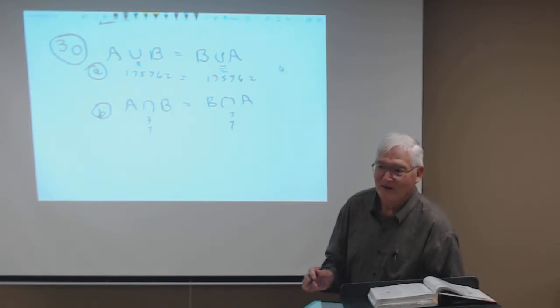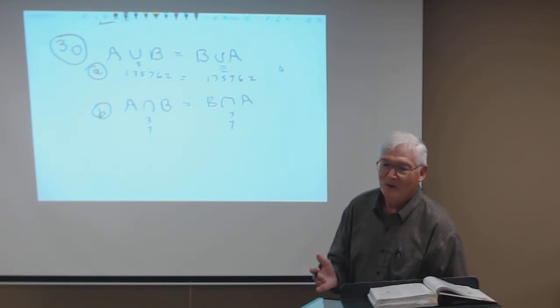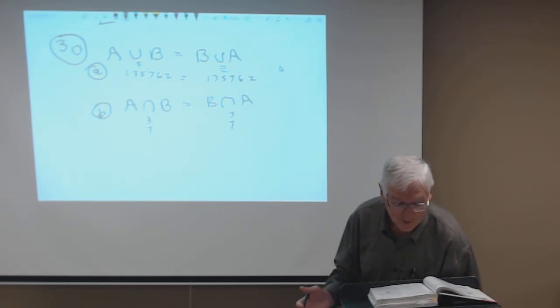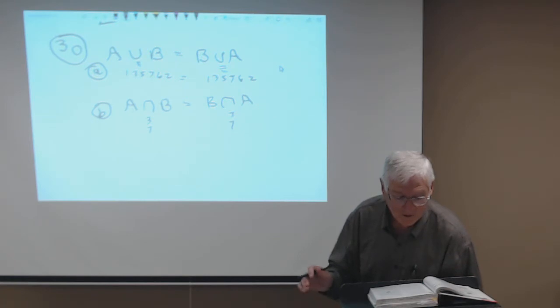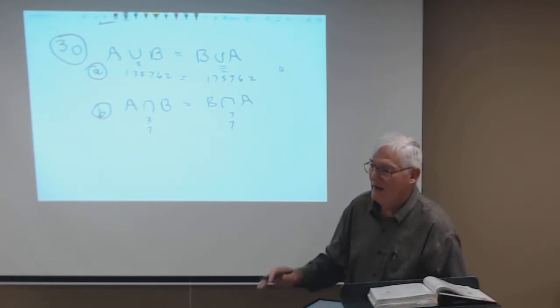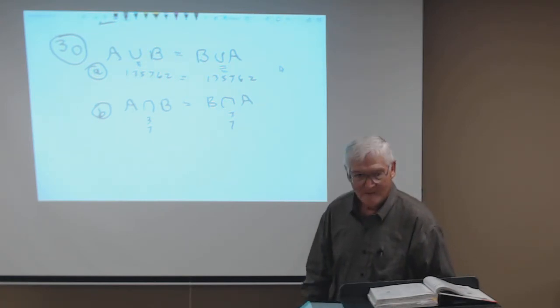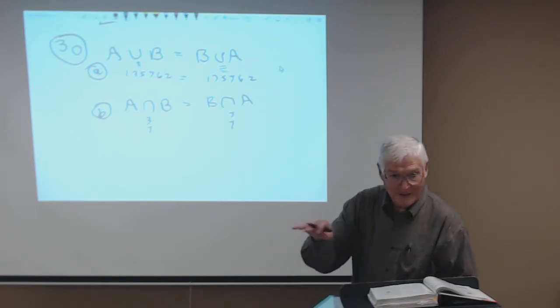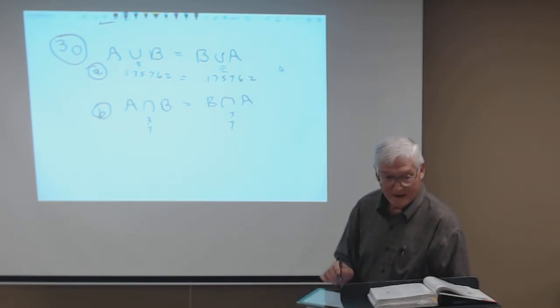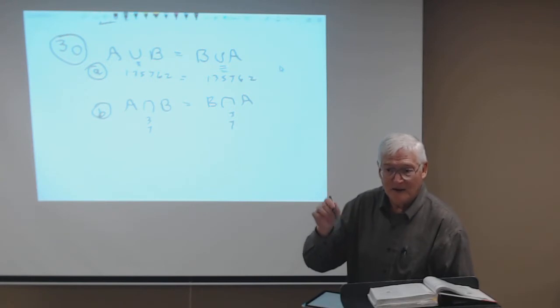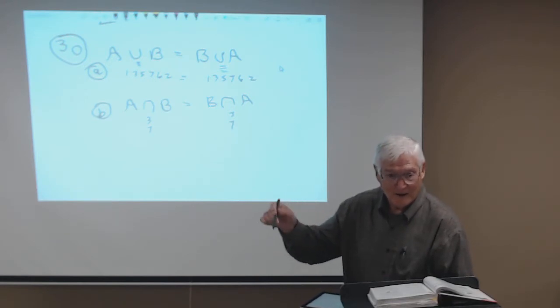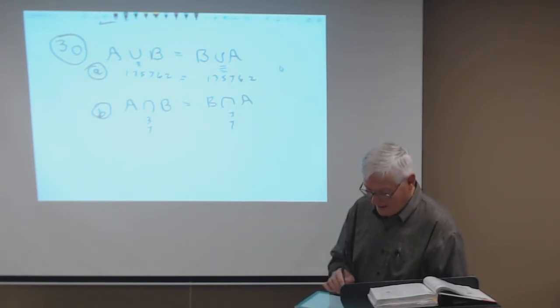Now, look at problem 30 and read what you just did. These two equations are called the commutative law for set operations. A commuter train goes back and forth, just like in arithmetic. 6 plus 3 equals 3 plus 6. A intersect B equals B intersect A. A union B equals B union A.